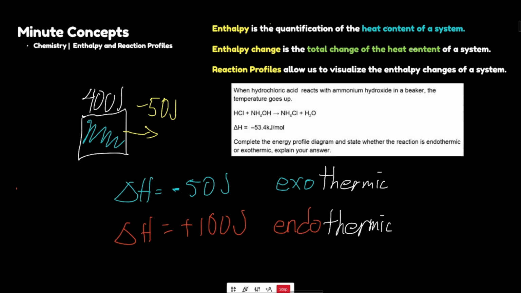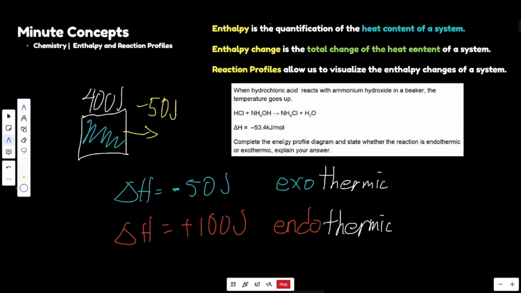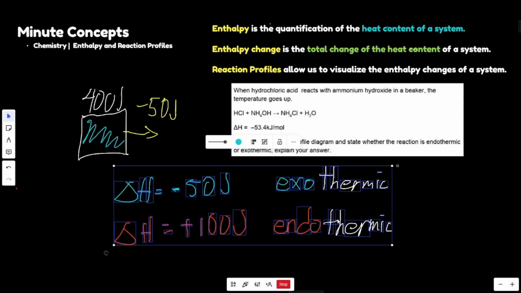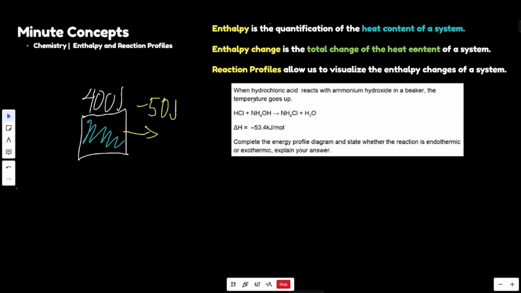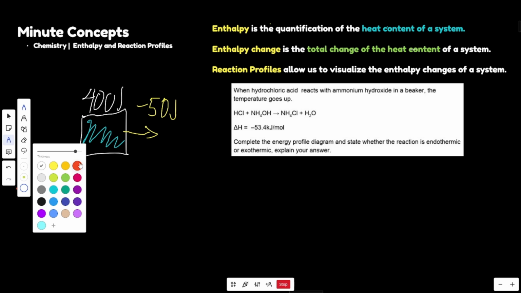Now, how do we use this to interpret reactions? Well, let's take this example, the one in the picture on the screen. It says here that whenever hydrochloric acid reacts with ammonium hydroxide in a beaker, the temperature goes up. So that's HCl plus NH4OH, which results in NH4Cl plus H2O. Now, the enthalpy for the reaction here is given by delta H, right here.